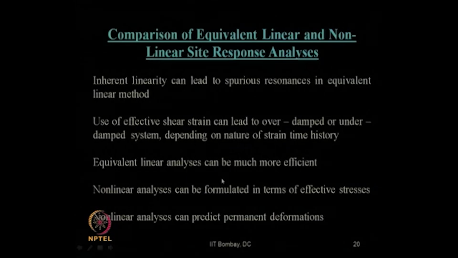Equivalent linear analysis can be much more efficient because it is faster, right, than the nonlinear approach, whereas nonlinear analysis can be performed in terms of effective stresses, and nonlinear analysis can predict the permanent deformation, because it is exactly capturing the final cyclic shear strain which the material is undergoing for that time duration of input motion.